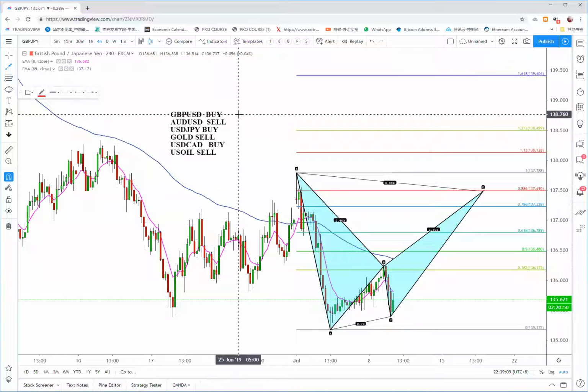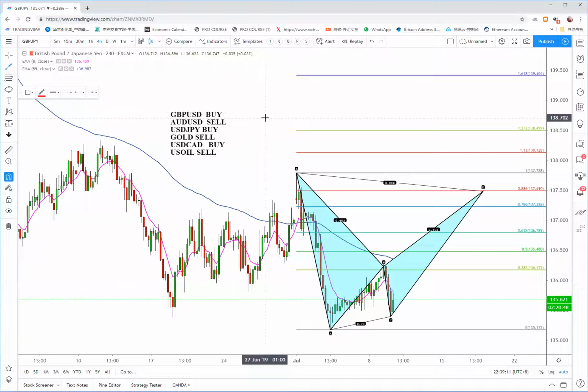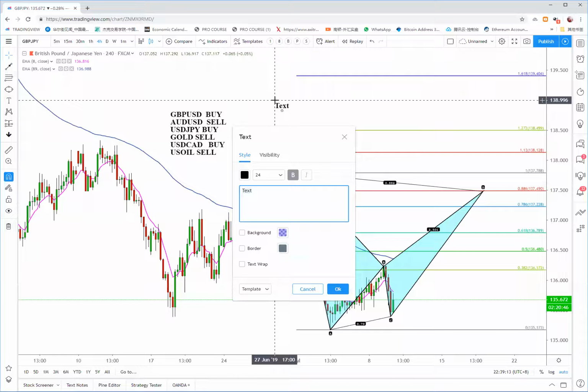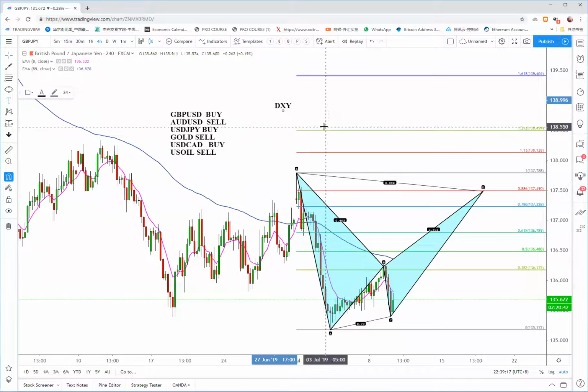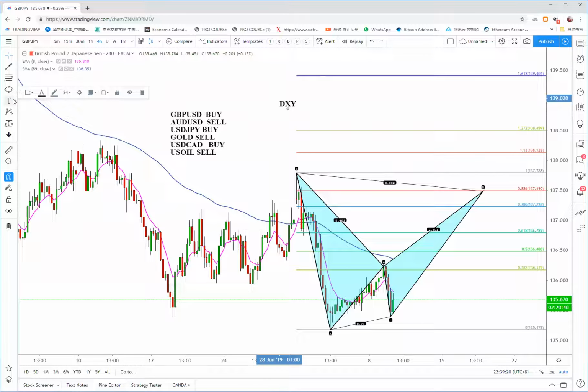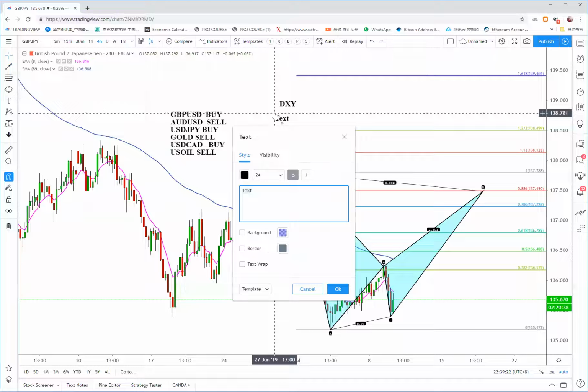Sterling dollar buy, we are shorting the dollar. Let me just put here DXY. What are the directions here? If we buy sterling, we are selling DXY. If we sell Aussie, we are buying DXY. Gold sell, dollar yen buy, we are buying. Gold sell, we are still buying. Dollar CAD, we are still buying. Oil sell is a buy. Okay, yeah.